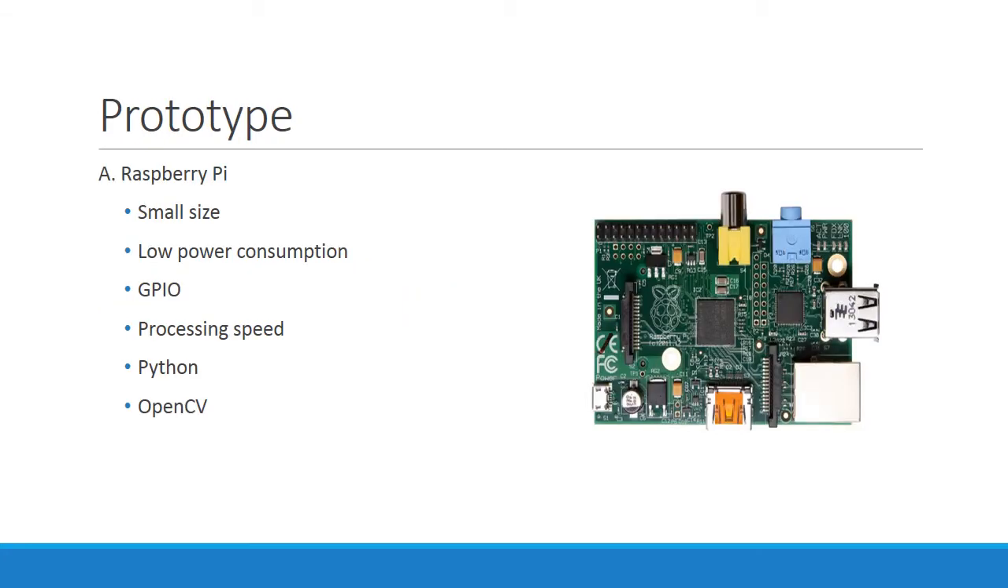Let me now shift the focus to the components of our prototype. The first component is the Raspberry Pi. Though there were a lot of options available, we chose the Raspberry Pi due to its small size, low power consumption of averaging about 2 watts, a GPIO, the processing speed of at least 700 MHz, and the support for Python and OpenCV. There are many flavors of the Raspberry Pi that are available commercially. We have chosen Model B with two USB ports, an Ethernet port, and an HDMI port.